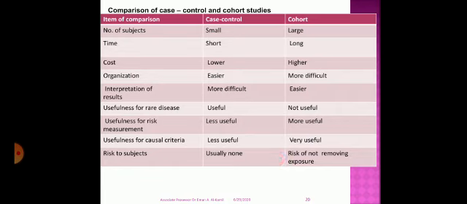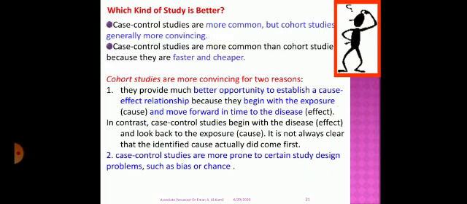Regarding risk to the subject, sometimes there is no risk for the case control because they have already been exposed previously, while in the cohort sometimes it's difficult to remove the exposure. So which kind of study are we going to choose? Generally, the case control studies are more common, but the cohort studies are more convincing in confirmation of the association.